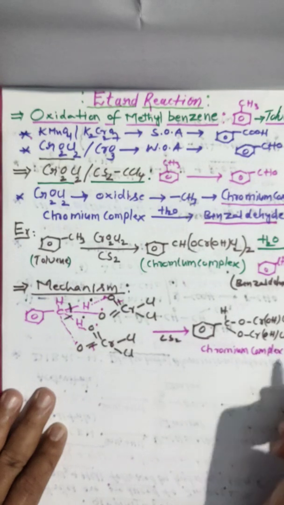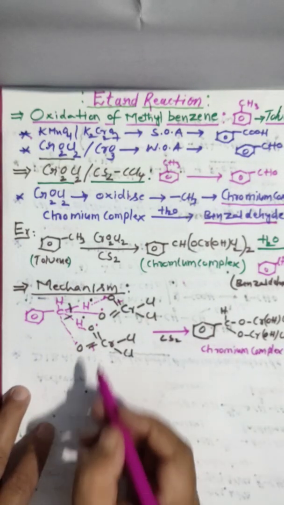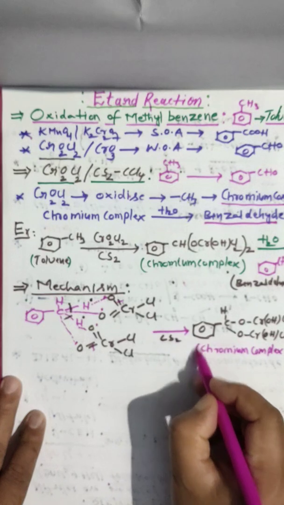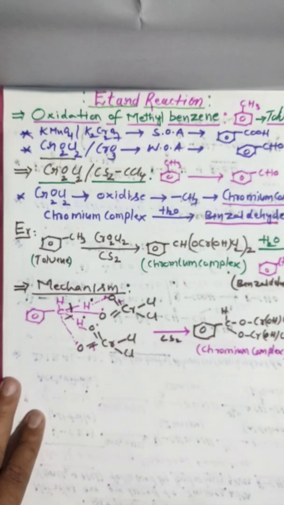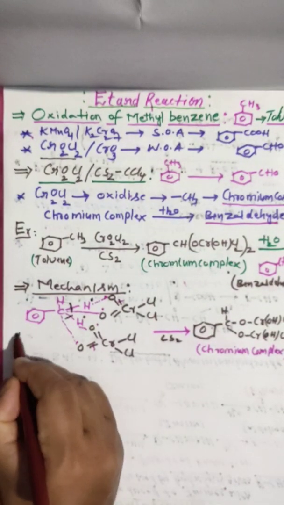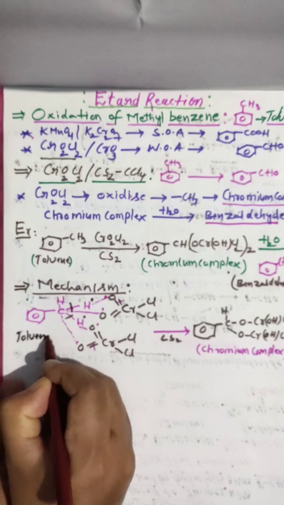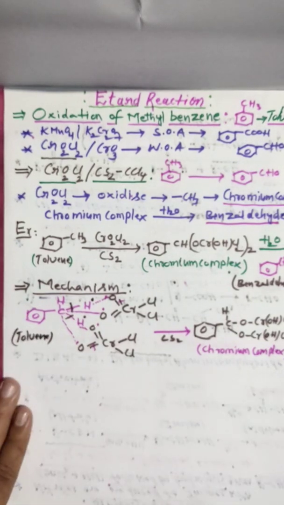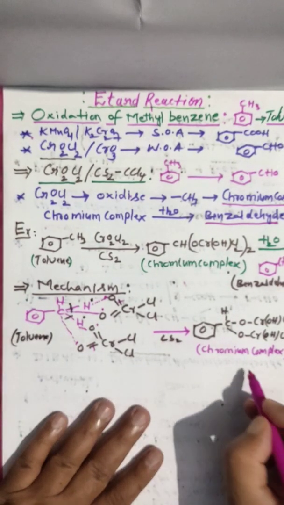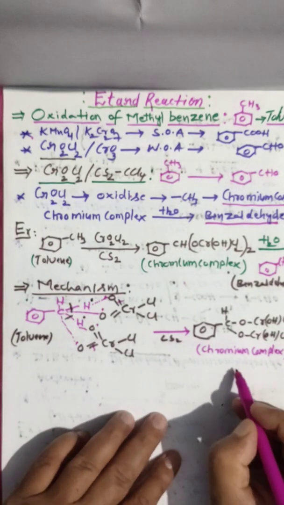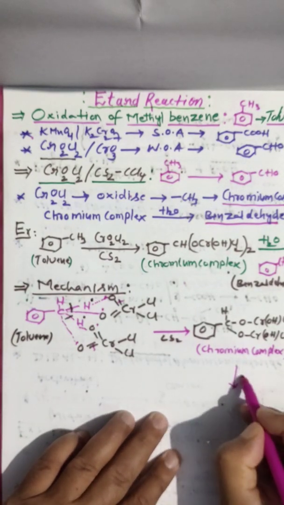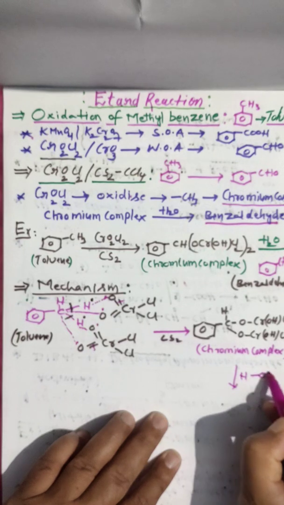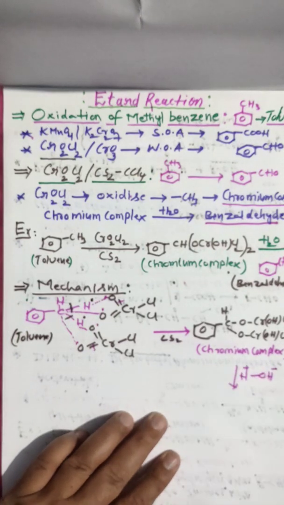So in the presence of chromyl chloride we got the chromium complex. It is unstable. Here we had toluene, and this toluene is converted to the chromium complex. It is further subjected to hydrolysis. Hydrolysis is nothing but water.